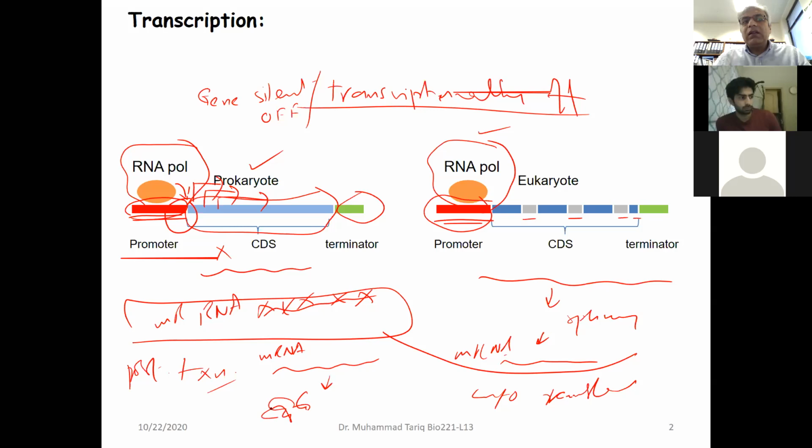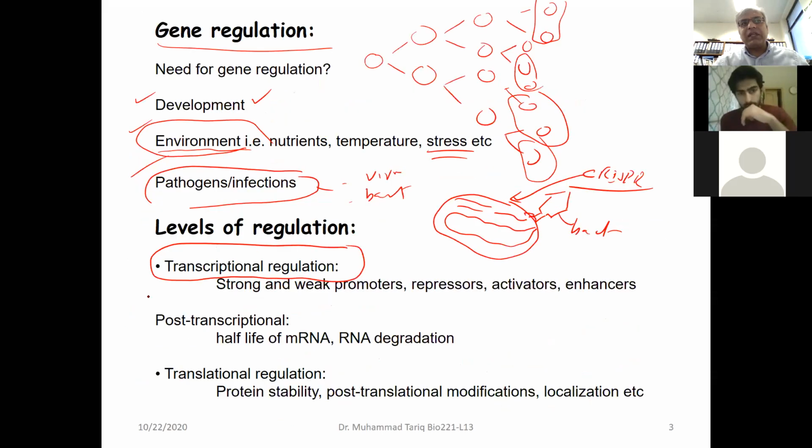protein is either being made. If it is being made, it's quickly degraded, or it is inhibited by certain molecules, so the protein remains intact, but it's inhibited from performing its function. It could be chemically modified. There could be some other inhibitory proteins which come and regulate this. It can be phosphorylated, whatever. So these are different levels of regulation.